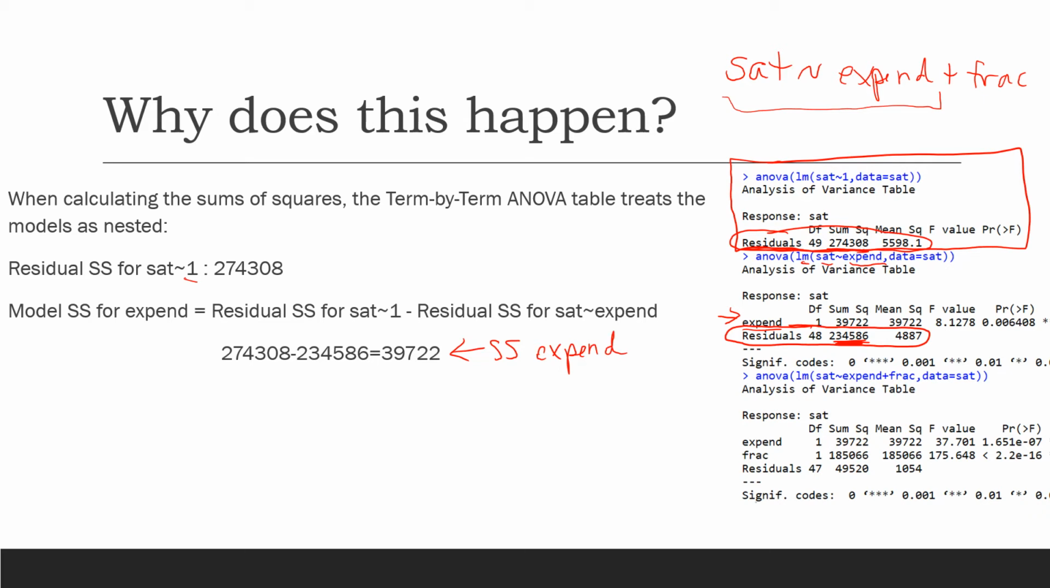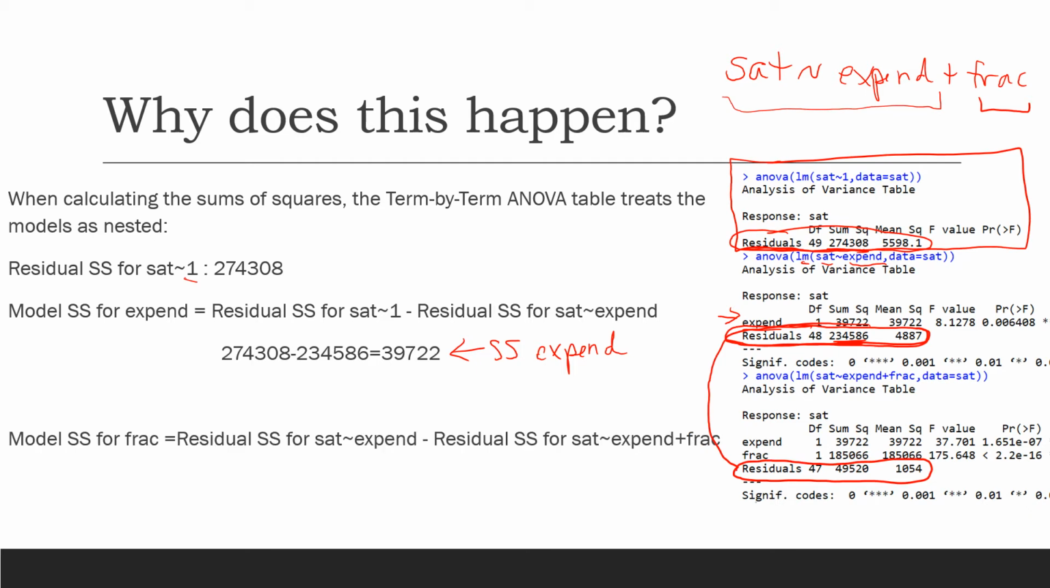Then we say, okay, so now let's see how much the sums of squares of the residuals are further reduced by adding frac to the model. Those are the sums of squares that are going to be attributed to frac. So to do that, we take the sum of squares in the residuals here, and we see how much it's reduced by adding frac to the model. So the sums of squares for frac in this model, we're taking the sums of squares for the model with expenditure but without frac, subtracting off the sum of squares for the residuals with expenditure and frac in the model. And that difference that we get is the sums of squares that are attributed to the fraction taking the SAT. And so essentially we're saying, okay, how much further are the sums of squares reduced by adding frac to the model when expenditure is already in it?